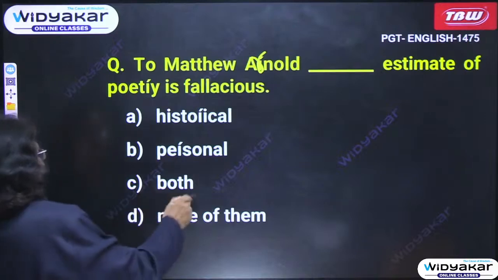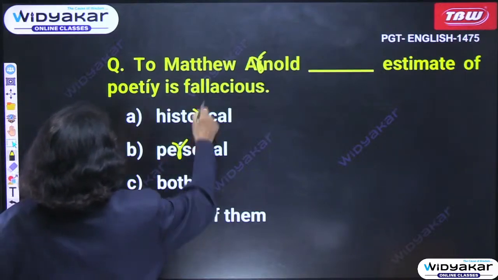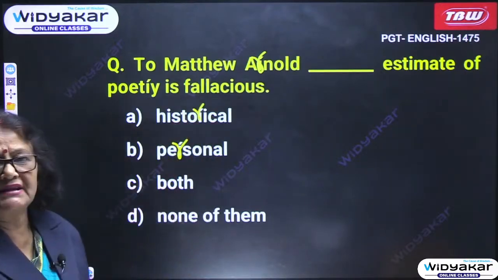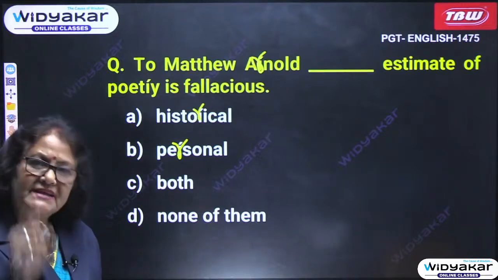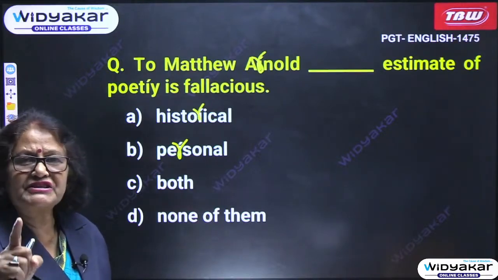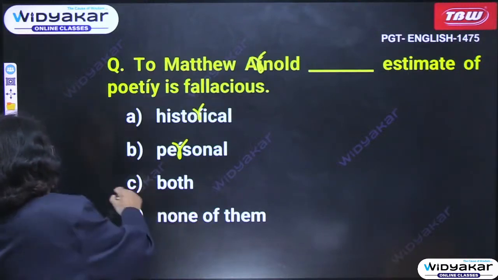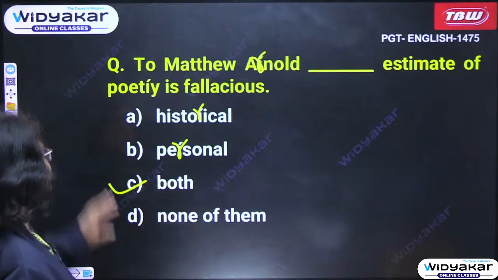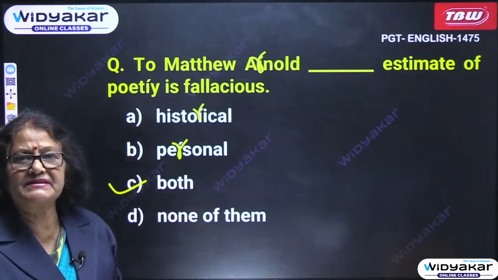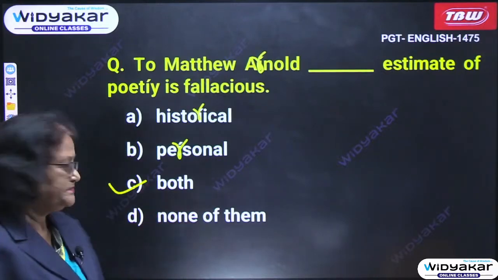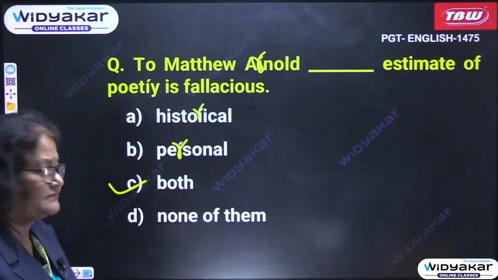According to Matthew Arnold, dash estimate of poetry is fallacious: A historical, B personal, C both, D none of them. Both. He said both historical and personal estimates are fallacious. The real estimate is the third one, the only genuine estimate. So the option is C, both. Historical and personal estimates are fallacious, not to be trusted.